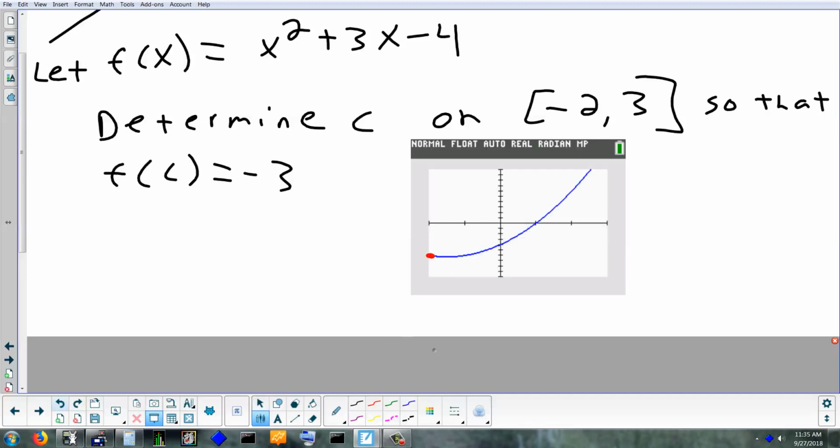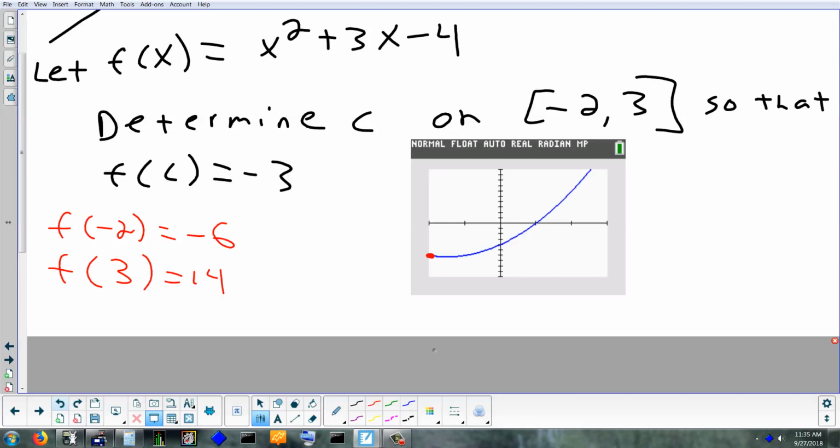If you find that value, plug in negative 2. I get, let's see, 4 minus 6 is negative 2. Negative 2 minus 4 is negative 6. So I'm starting at negative 6, and I'm ending at 9. 3 squared is going to give me 9, plus another 9 is 18. 18 minus 4 gives me 14. So my y value isn't actually high enough. I should set it a little higher, but I'm ending at 14.